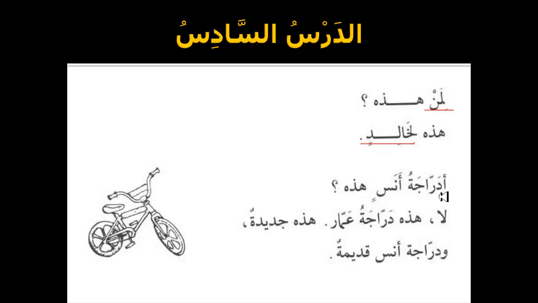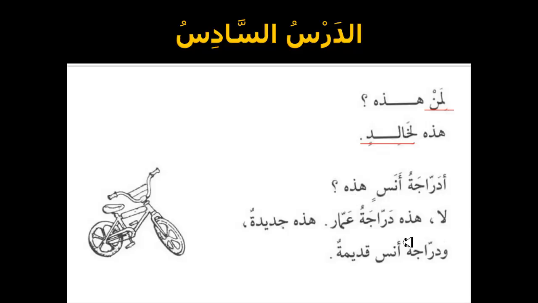Ad-darajatu anasin hadihi. Here we have the particle istifham, hamza, coming before the nominal sentence, and then we have daraja, which is a bicycle, feminine. Anasin, is this Anasin's bicycle?